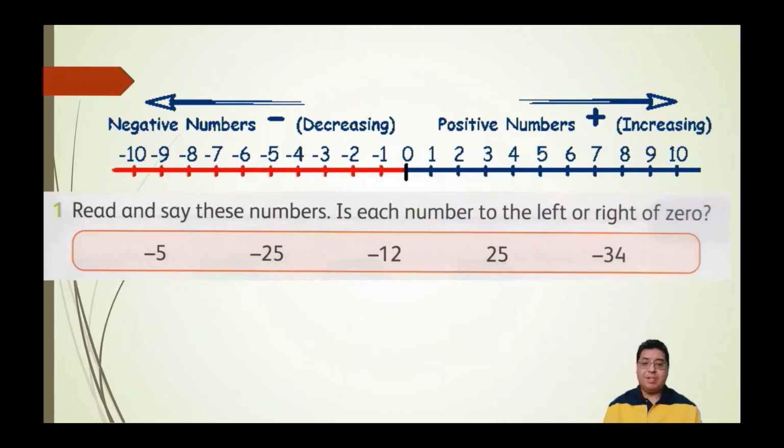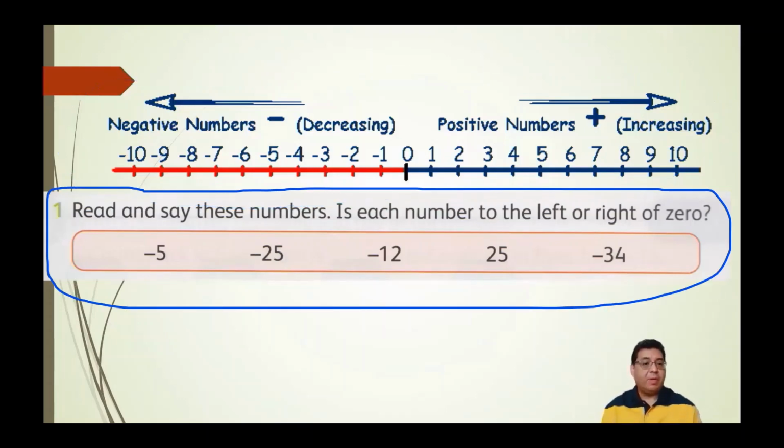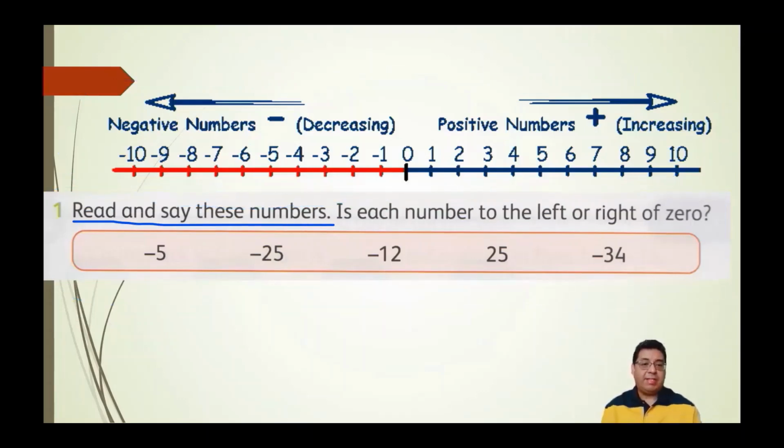So I got some questions I want to go over just to kind of get you more familiar with negative numbers and how they work. So I got this, again, I'm using the same number line, and I got this problem up here. And number 1 says, read and say these numbers. Is each number to the left or right of 0?